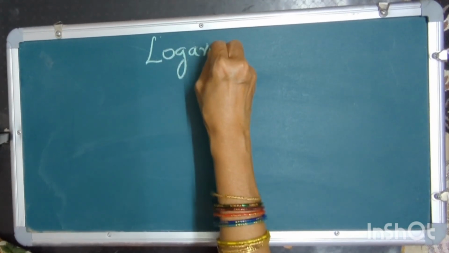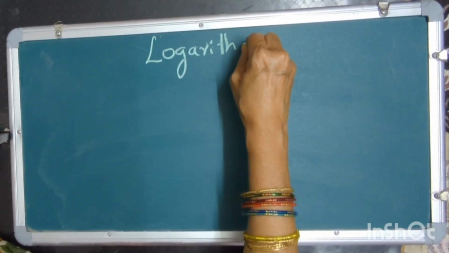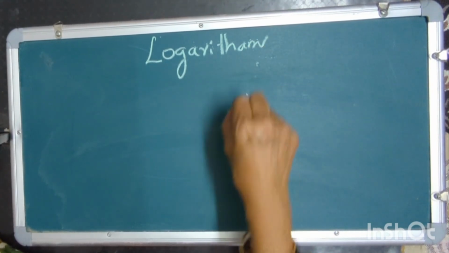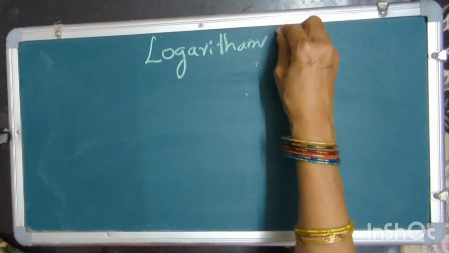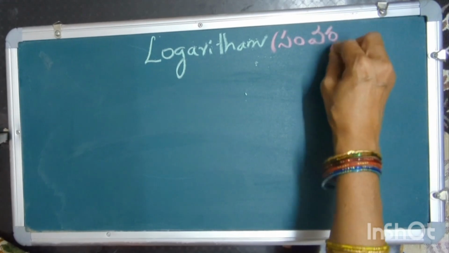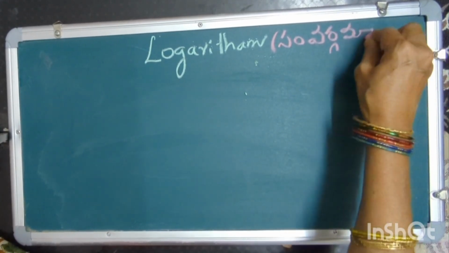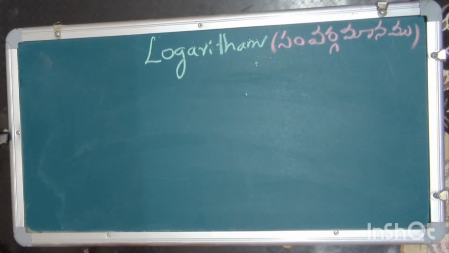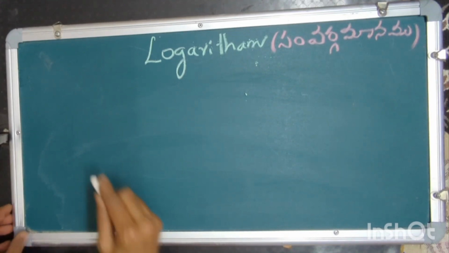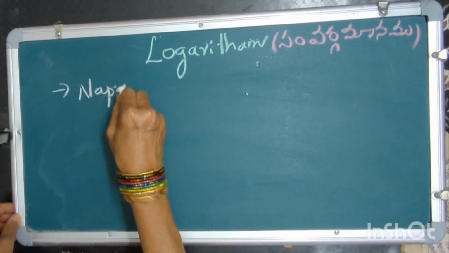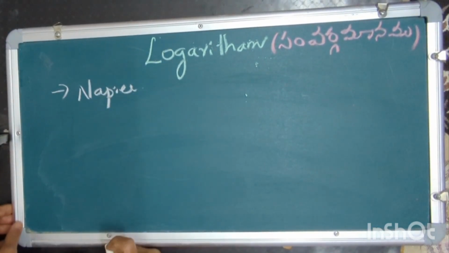లాగర్థమ్స్. ఈరోజు మనము లాగర్థమ్స్ అంటే ఏంటో తెలుసుకుందాము. సంవర్గమానాలు, తెలుగులో సంవర్గమానము అంటాము. సో లాగర్థమ్స్‌ను నేపియర్ అనే శాస్త్రవేత్త కనిపెట్టారు. నేపియర్ అనే సైంటిస్ట్ ఇంట్రడ్యూస్ చేశాడు.